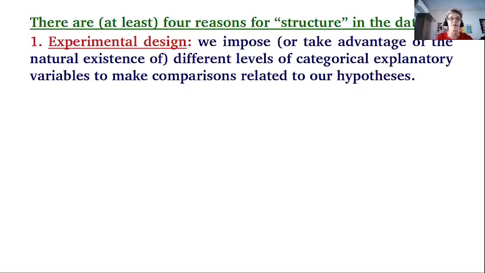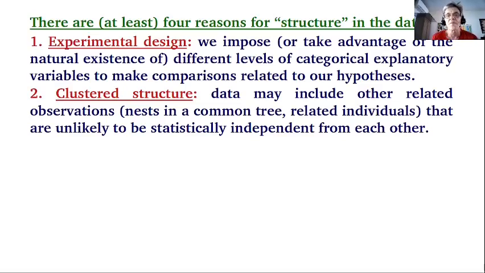The second is that data sometimes may have a cluster structure. Cluster in the sense that data may include related observations, for instance, nests that are in a common tree, or related individuals that belong to a genealogy. In these cases, all these individuals, or more generally speaking, these experimental units, are unlikely to be statistically independent from each other. That is, nests from a common tree are more likely to resemble, in any variable that we measure, other nests in that tree compared to nests in different trees.